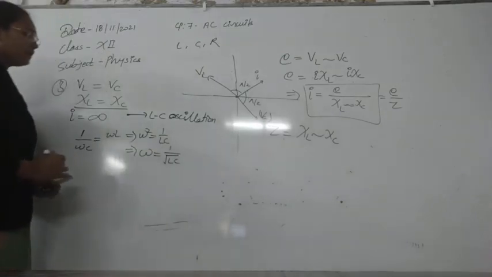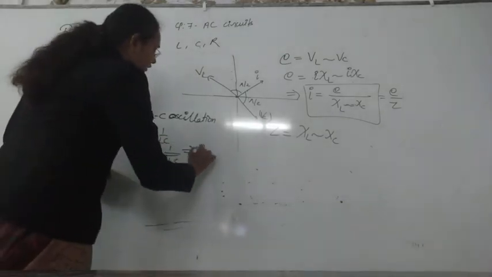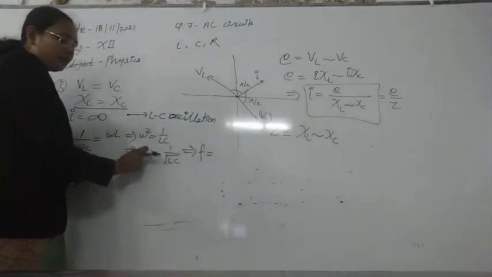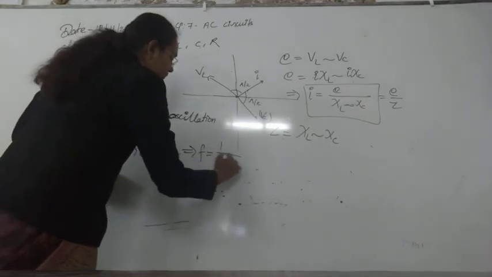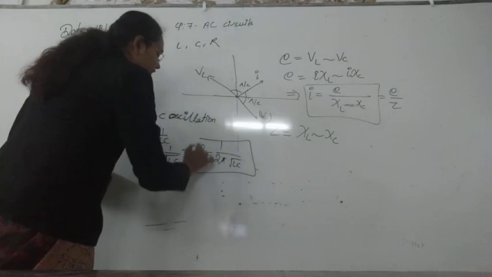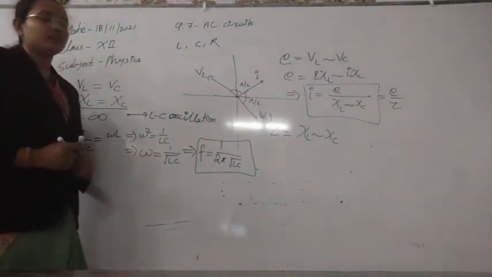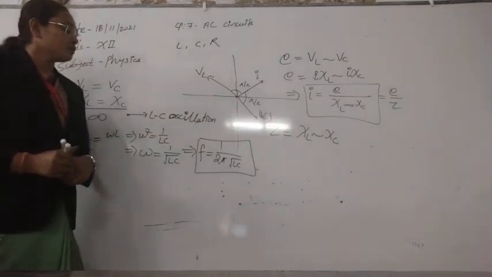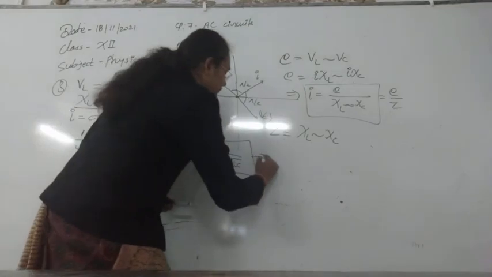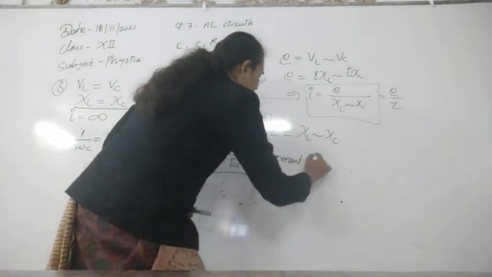This is the angular frequency at which the circuit will oscillate. We can also calculate the frequency of oscillation by using omega equal to 2 pi f, so f will be 1 upon 2 pi root of LC. This is the frequency at which any LC circuit will be in oscillatory condition. This is the frequency of oscillation, and it is known by the name resonant frequency.